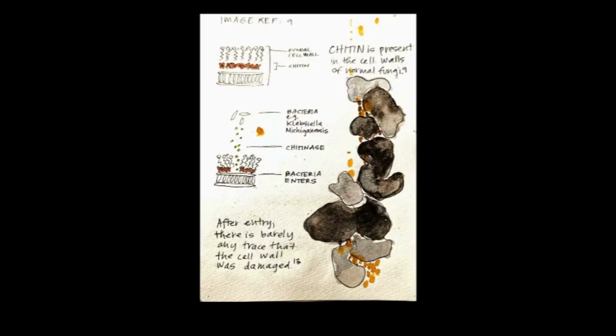So here is a simplified diagram of that cell wall. The orange part is the chitin, and in the second part of the image, the bacteria is releasing chitinase, and that actually breaks through the chitin and allows the bacteria to enter the cell. And it's interesting that there's barely any trace that it will have entered, and essentially no damage to the fungus.